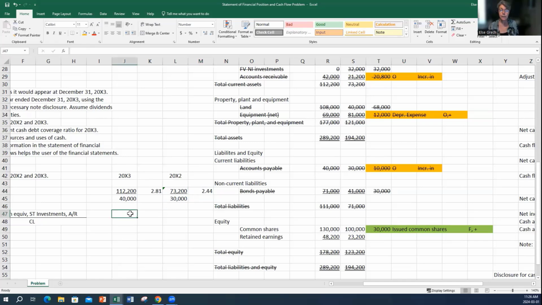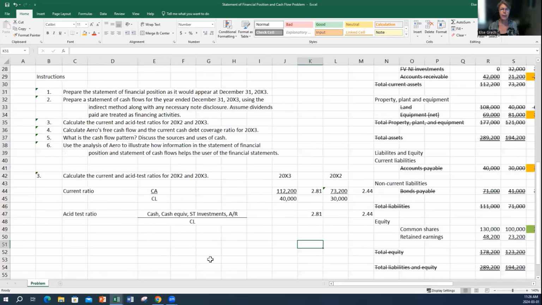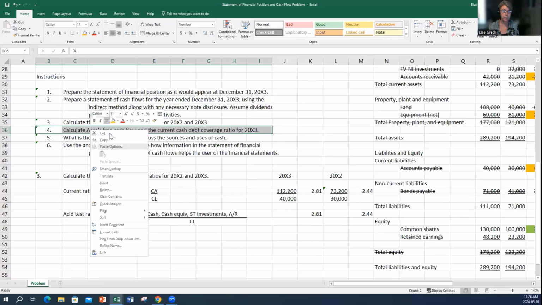Now, notice that because the company has no inventory, their acid test is identical. So we don't actually have to calculate the acid test because there is no inventory to eliminate. And as a consequence, these ratios are identical. Usually they wouldn't be if there was inventory, but they are right now. Okay, so moving on, number 4, calculate the company's free cash flow and the current cash debt coverage ratio for 2000 X3. So let's do that right now.